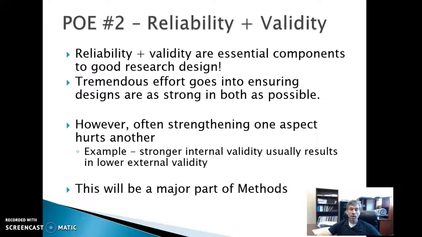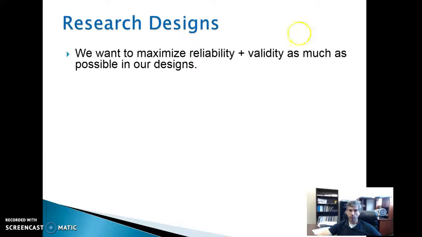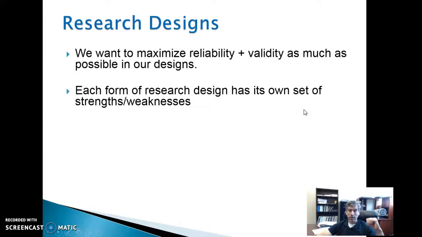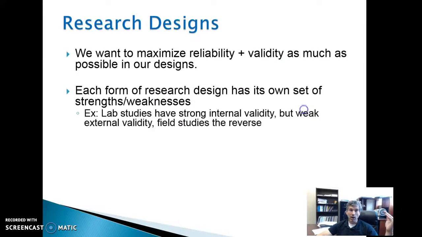If you take a research methods class down the line, you're going to hear all about reliability and validity and how they tie into different approaches to research. For now, just know we want both to be as high as possible. Each form of design has its own pros and cons. For example, research conducted in a lab, like inside of a psychology building, usually you can have a lot of control over that environment. So you can have strong internal validity, but people's behavior might be more artificial.